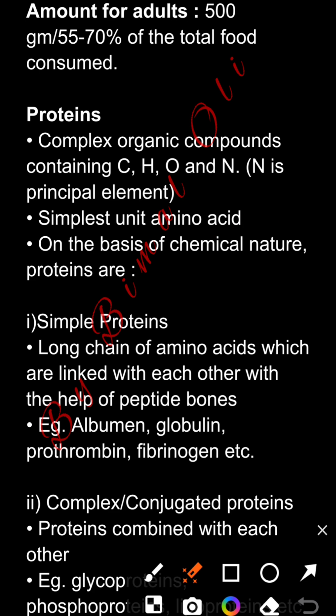On the basis of chemical nature, proteins are of three types. First, simple proteins, a long chain of amino acids which are linked with each other with the help of peptide bonds, not bones, it is bonds. Example: albumin, globulin, prothrombin, and fibrinogen, etc.